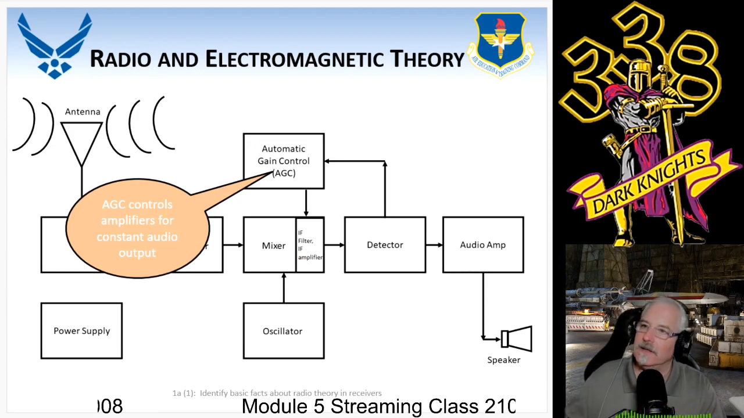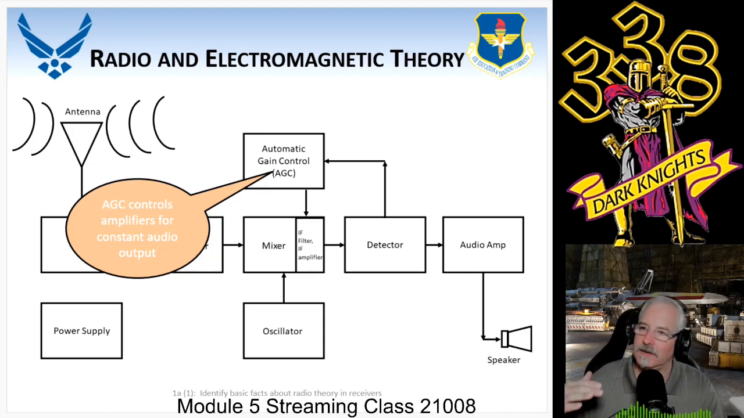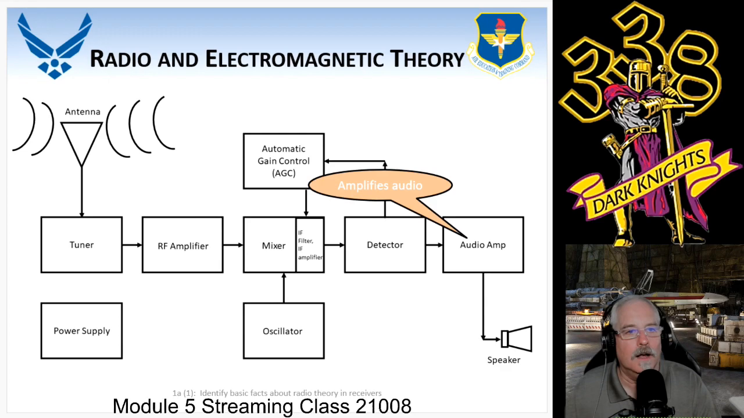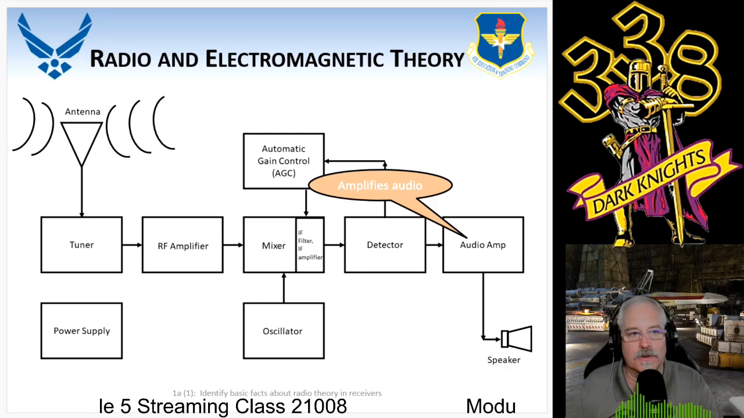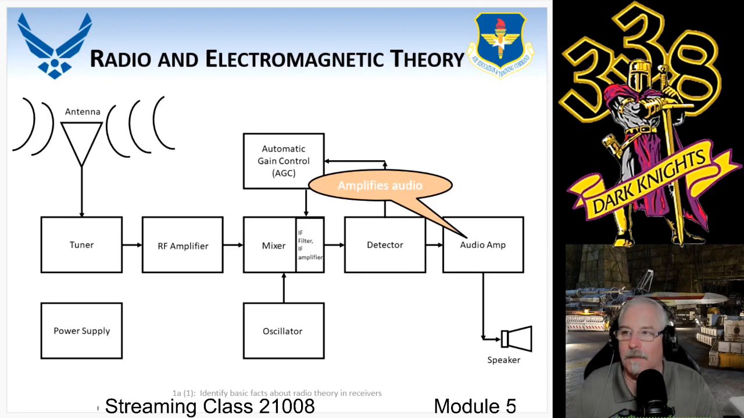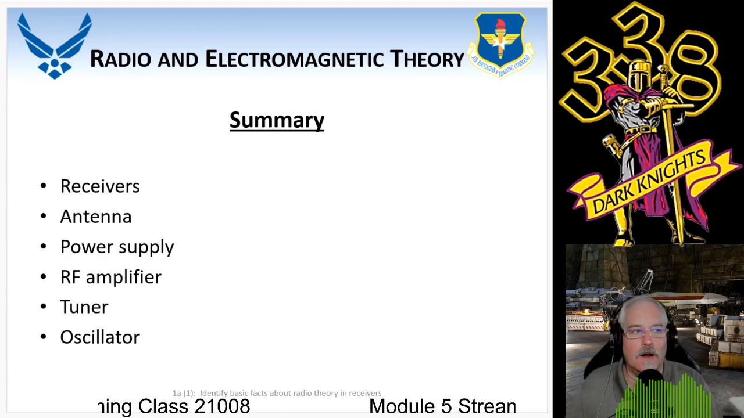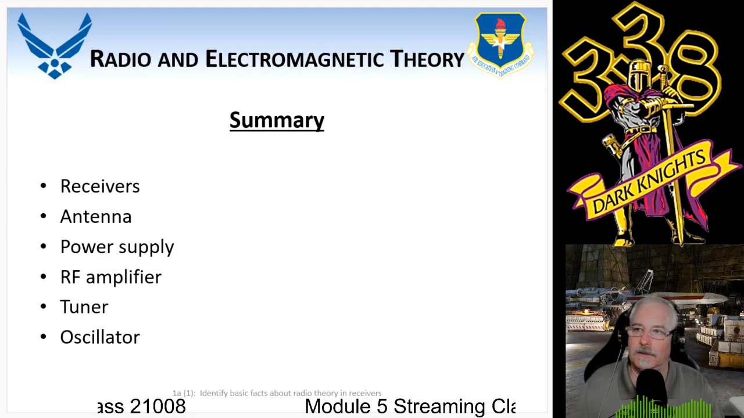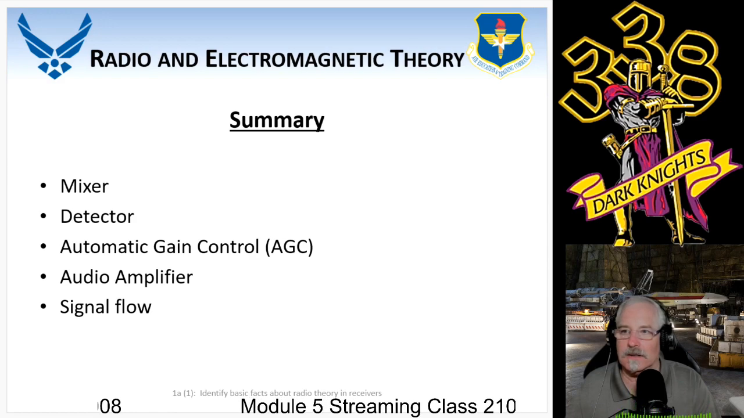And then that AGC is going to develop a voltage. If it's too strong, it's going to bring that signal down. If it's too weak, it's going to bring that signal back up. And then we're going to send what is left out of that detector, which is the audio portion, to the audio amp, and then send it to the speaker. So we've gone over receivers, the antenna itself, the power supply, RF amplifier, tuner, the oscillator, as well as the mixer, detector, AGC, audio amplifier, and signal flow.